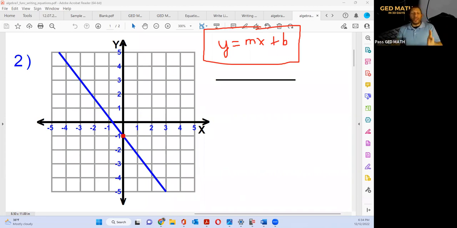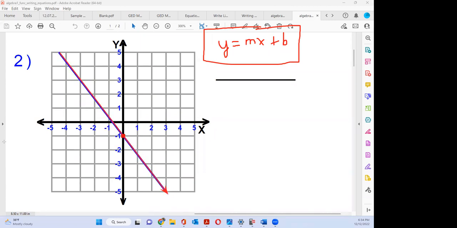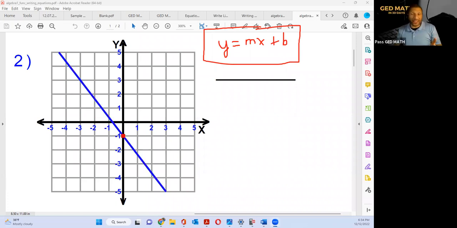First of all, is this slope positive or negative? Negative. How do you know? Because left to right, what direction is it going? Downward. So that's how you tell whether the slope is positive or negative. From left to right, this slope is negative. Does everybody understand that?